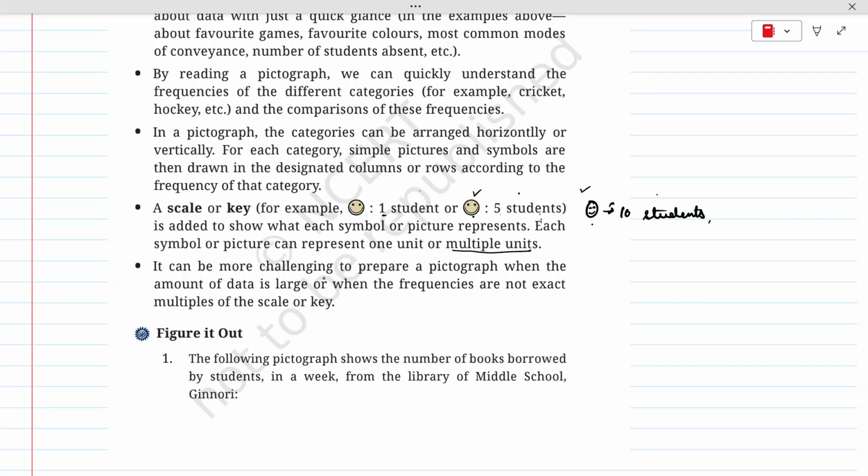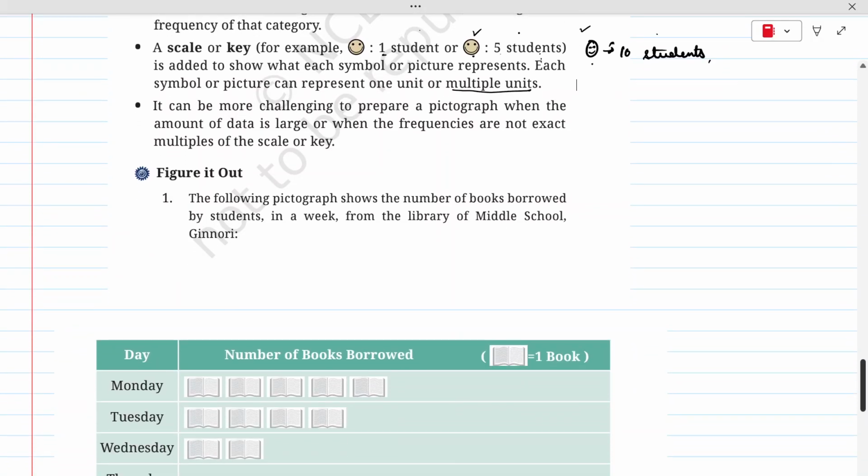Now, it can be more challenging to prepare a pictograph when the amount of data is large, or when the frequencies are not exact multiples of the scale or key, like what we were told for the scale of 33, 47, something like this.